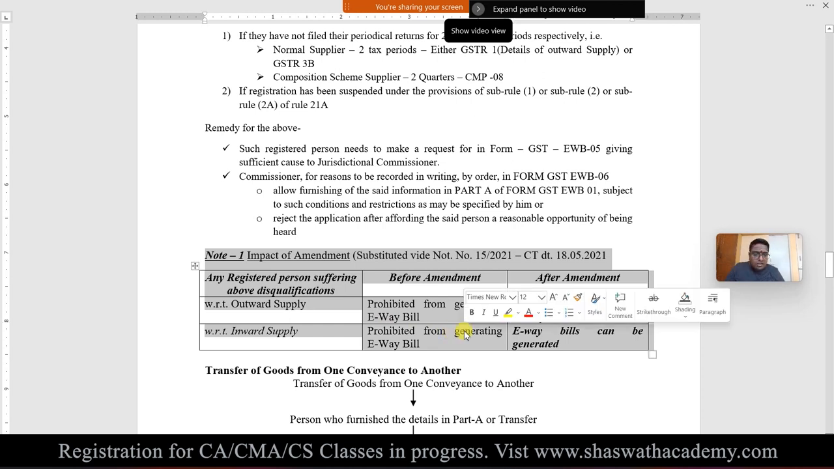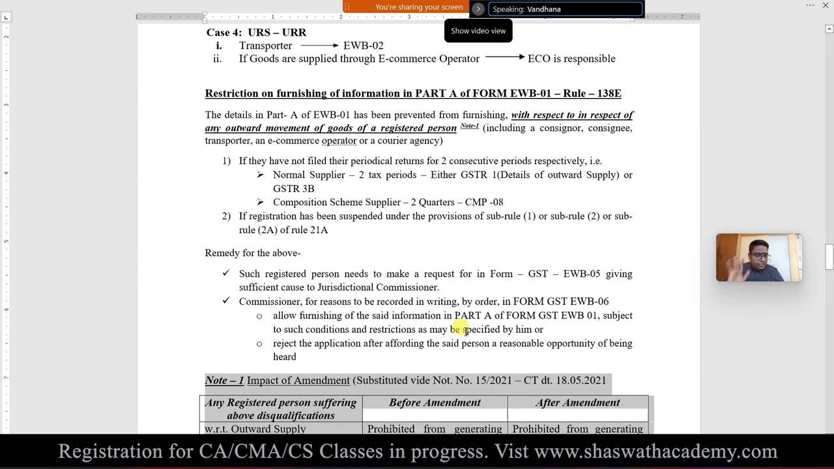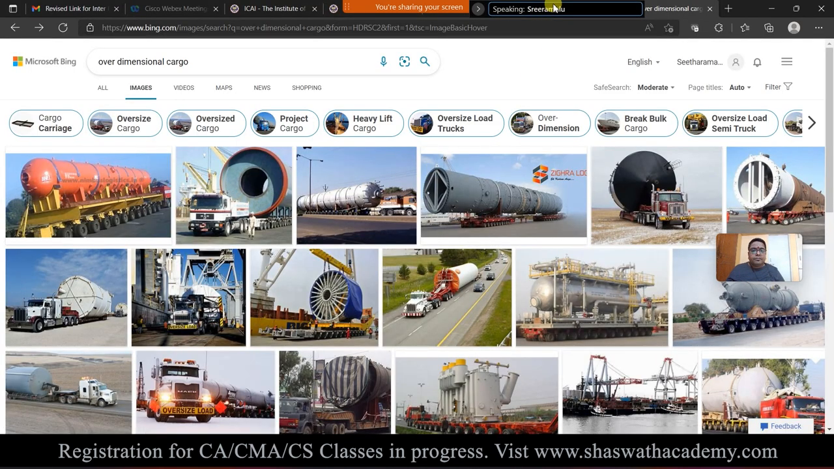Again, mark this amendment very, very important. You might be tested. Are you ready, my dear? Are you comfortable? Yes, sir. That's the restriction for issuing e-way bills. Now, my dear, let's go straight away and try to check out.